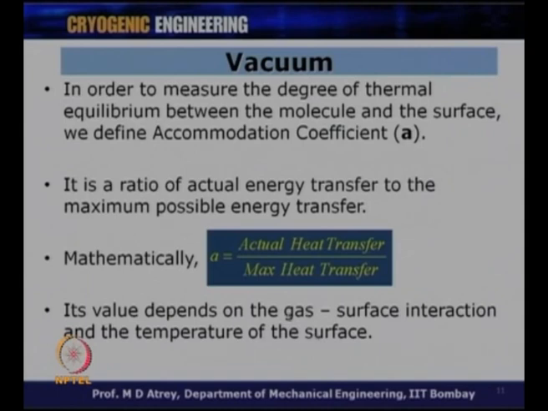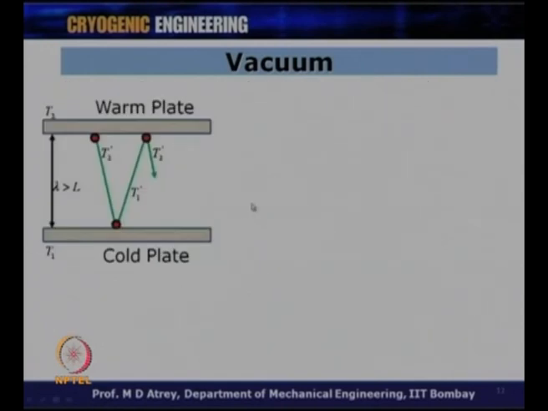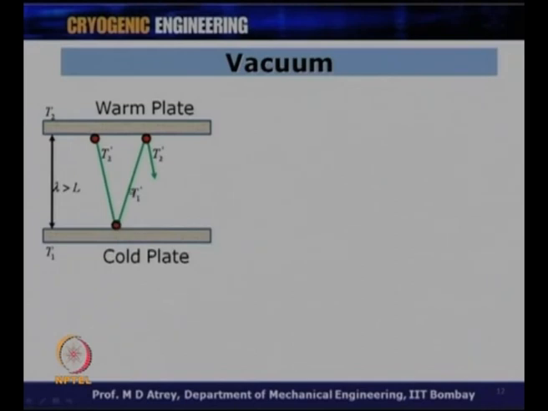So, it will depend on the type of gas, the gas-surface interaction and the temperature of the surface. Looking again at the same plate, we see that the molecule leaves at T2 dash, hits the cold surface which is maintained at T1, leaves this surface at T1 dash, again hits the warm plate, leaves at T2 dash, again comes here and leaves at T1 dash, and this process will continue.